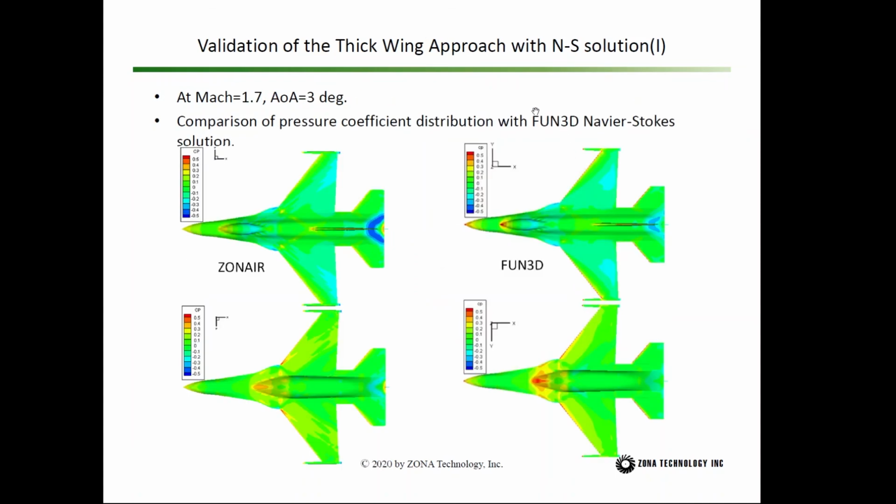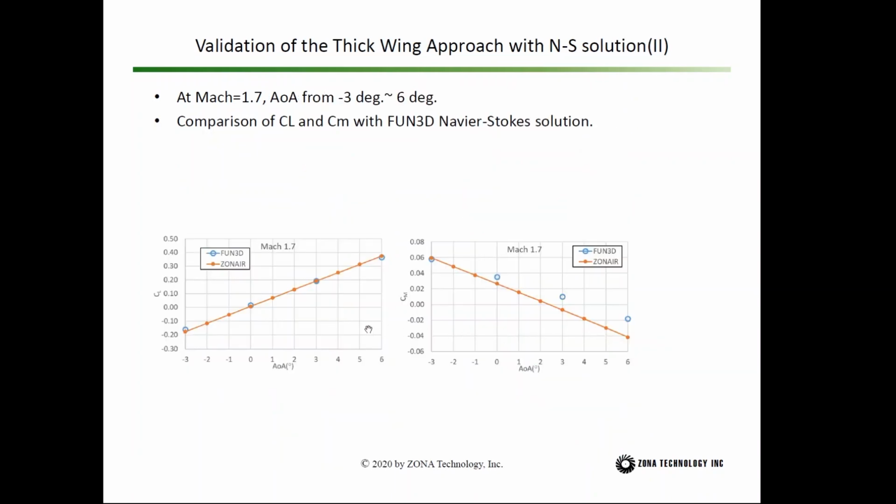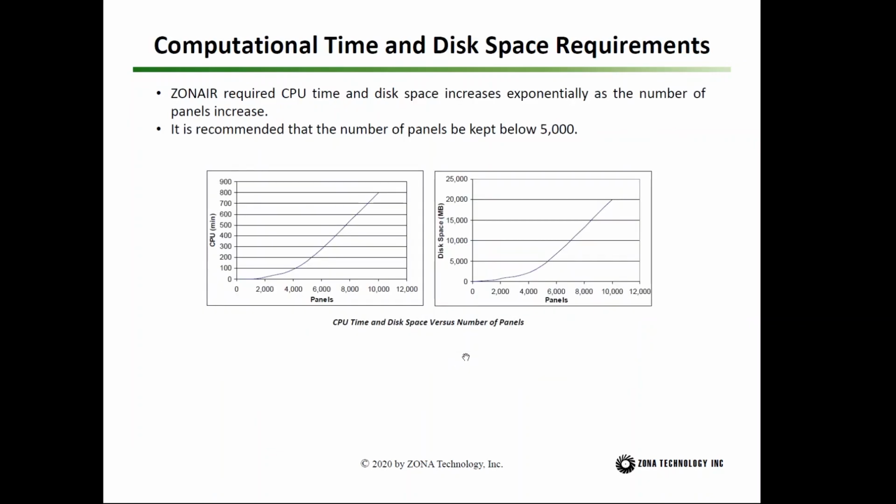And for the supersonic case, Mach number 1.7, angle of attack 3 degrees. This is upper CP on the ZONAIR model. This is the Fun3D Navier-Stokes solution. This is the lower surface. Again, we have a good correlation. This is a CL and CM comparison at Mach 1.7, angle of attack from -3 to 6 degrees.